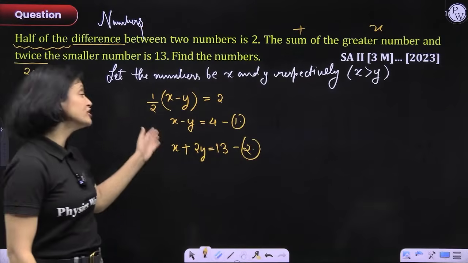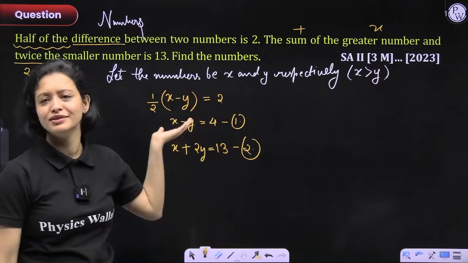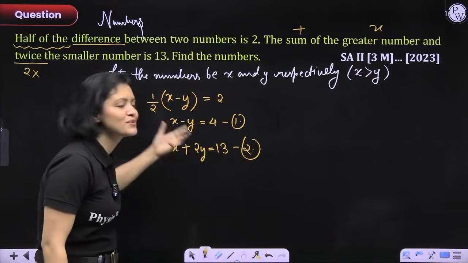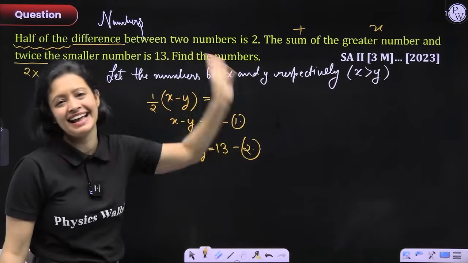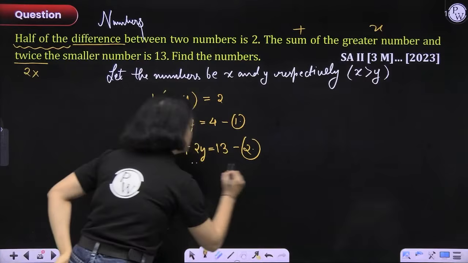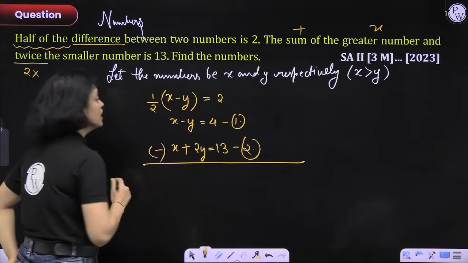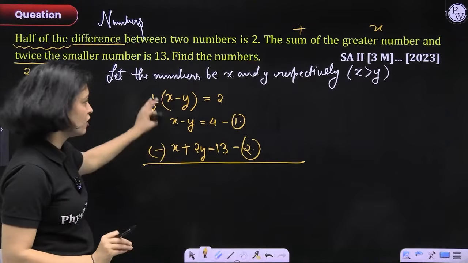Now, again, the coefficient of x is 1. You know how to do it, right? Simply subtract one equation from another. You will eliminate x. Okay? Chalo. So, I'll do the subtraction directly here, everyone. You can write it neatly, but right now I am writing it like this.